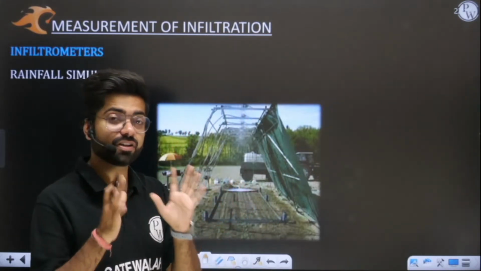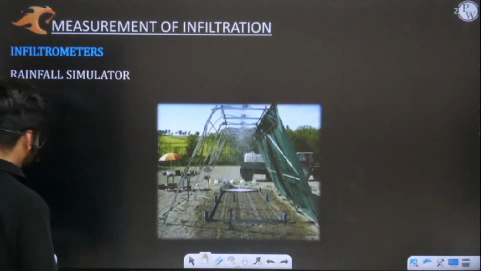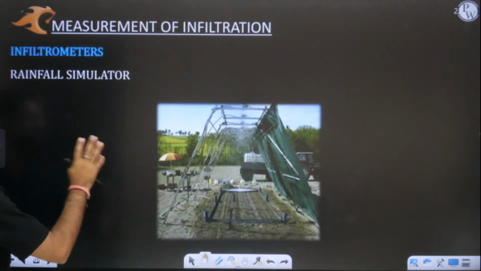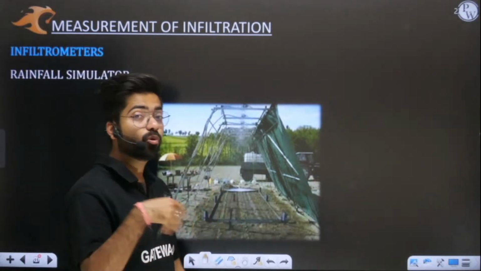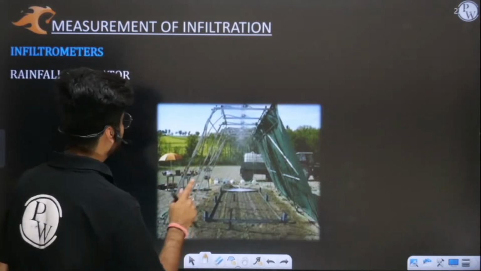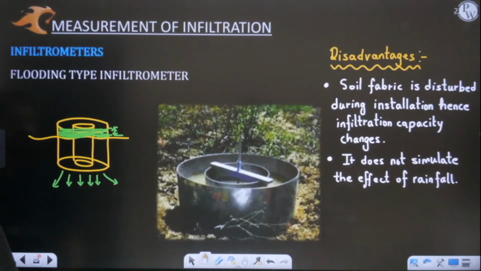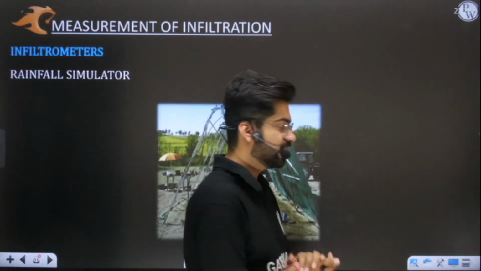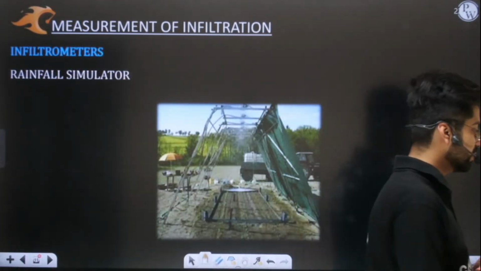One question is there, let me ask. Can you guess which will give you more value of infiltration, the rainfall simulator or the flooding type? Can you tell me the answer? Which will give you the more value of infiltration here? Just guess it.